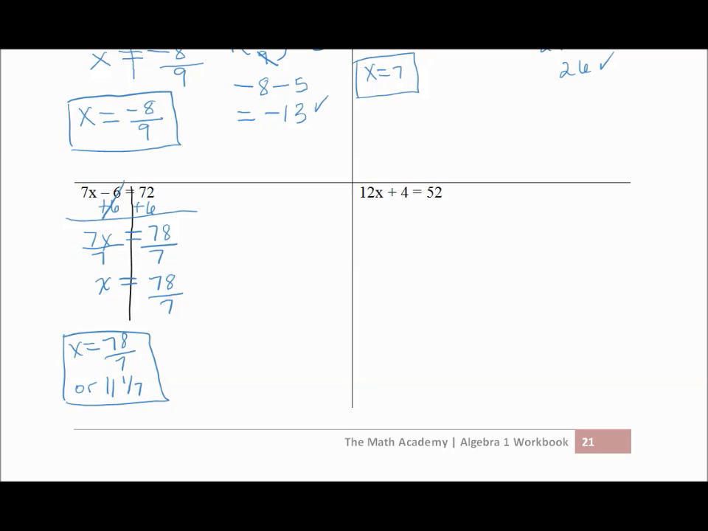Okay? And let's check your last one. It's 12x plus 4 equals 52. Draw my little line down. Start off the same way. I have 12x plus 4 equals 52. So that means I need to minus 4 first. Bring down what I have left.